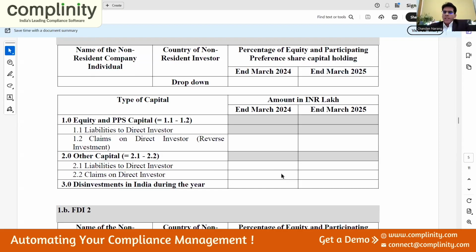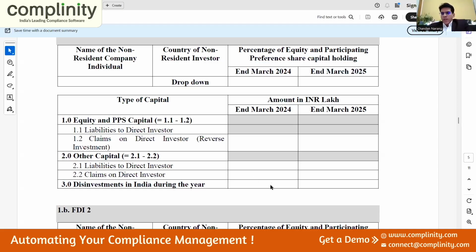In case you have any claims on the direct investor, for example, you are providing any services to your direct investor, and you have certain trade credits which you have to recover, those credits, those receivables, you would need to enter here.